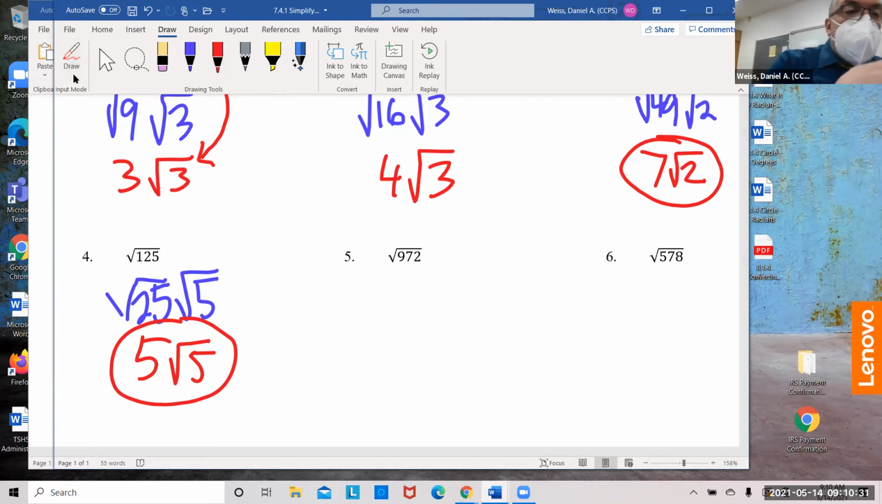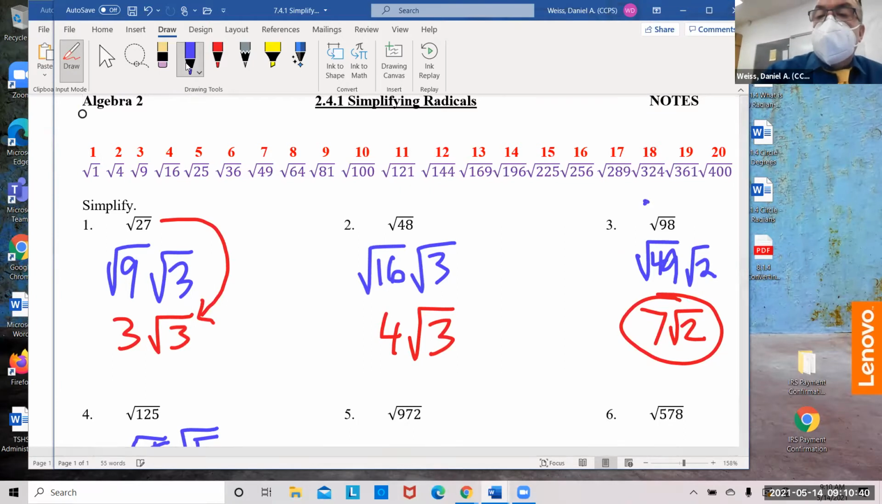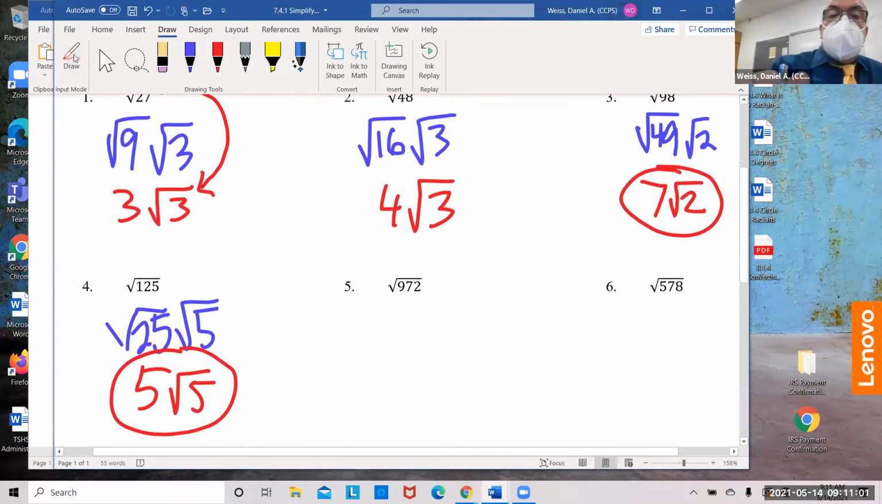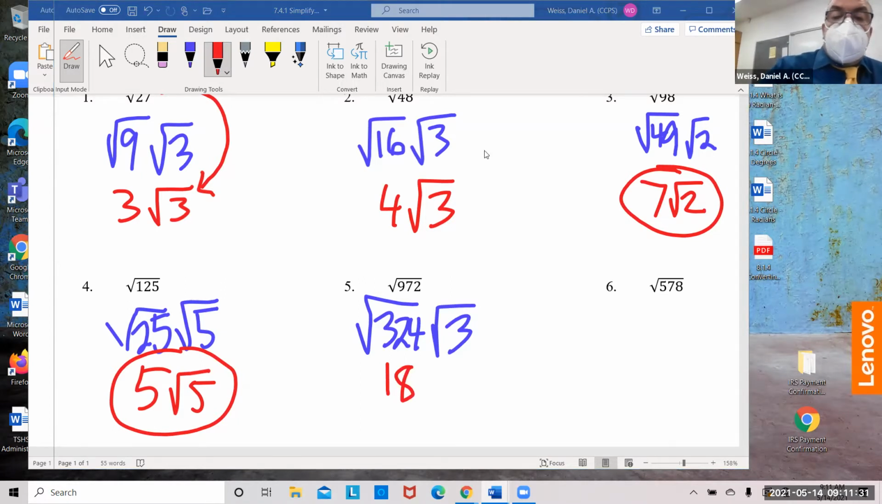Okay. 972? What the fiddlesticks? All right. Maybe there are some perfect squares up in this range here. One of these purple square roots evenly goes into 972. I'm going to try 324. See how that works out for me. If I do 972 divided by 324, I get 3. So it's 324 times 3. Square root of 324 times 3. What's the square root of 324? The square root of 324 is 18. So it's 18 square root of 3.